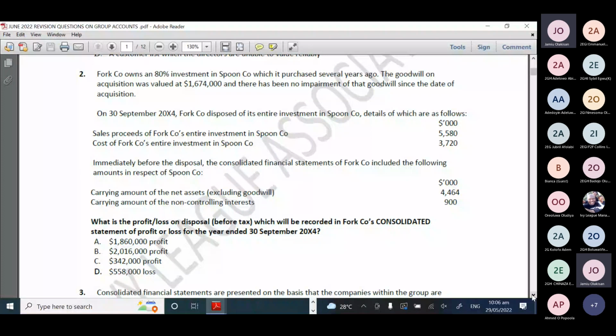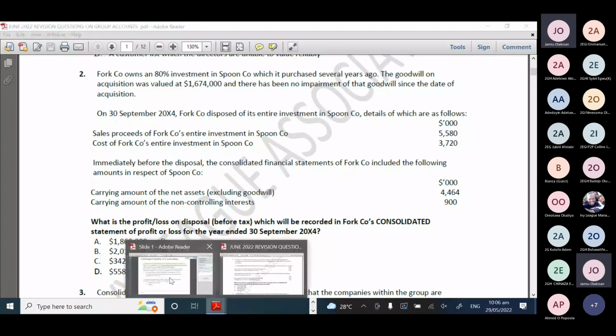You will recall that when you were taught the disposal of interest in the subsidiary and how to calculate profit or loss on disposal, I gave you two formats, as you can see here, right?